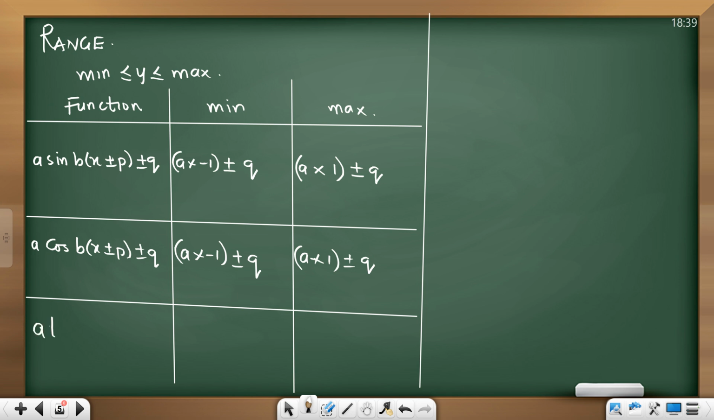Now for the tan graph. Interesting one here. It is negative infinity to positive infinity. If you can picture the tan graph from grade 10, it goes down and then it goes up. Doesn't matter whether you shrink it, you spread it, you lift it up, you bring it down, it doesn't matter.